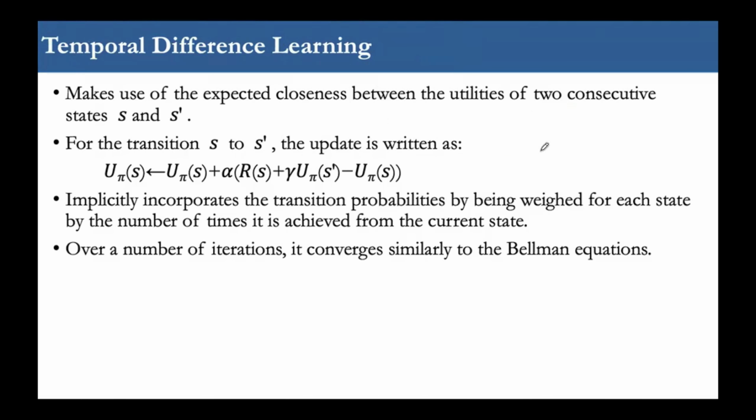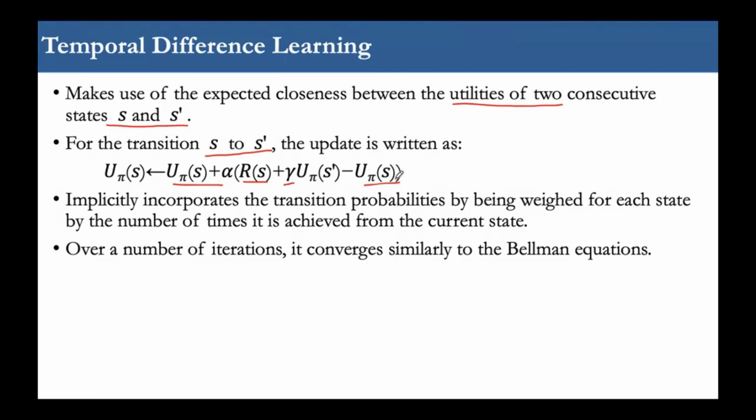The next one is temporal difference learning. Instead of explicitly building the transition model P, here in the temporal difference model, we make use of the expected closeness between the utilities of two consecutive states S and S dash. For example, for the transition from S to S dash, the update of the utility function can be written as U pi of S is equal to U pi of S plus alpha times R of S, which is the reward value, plus gamma times U pi of S dash, where S dash is the next state, minus U pi of S.